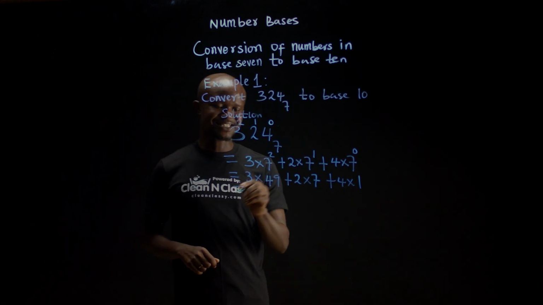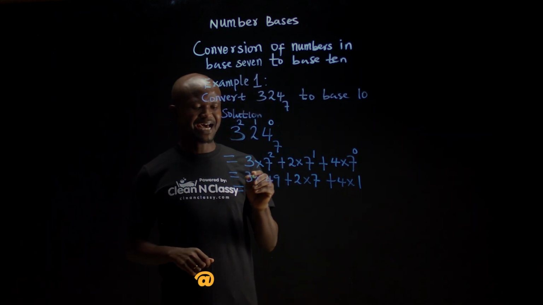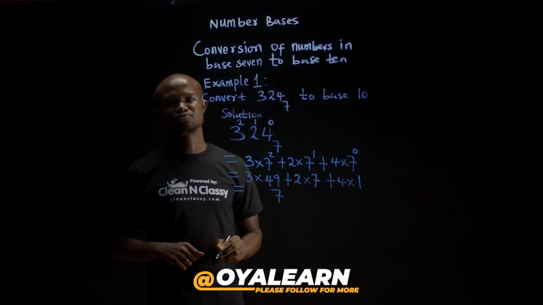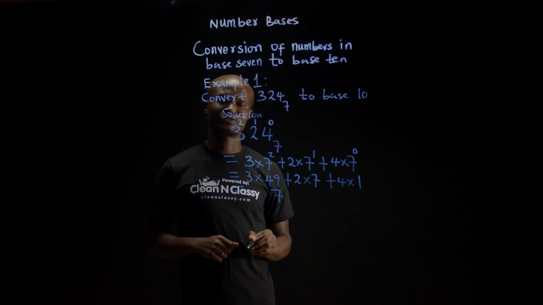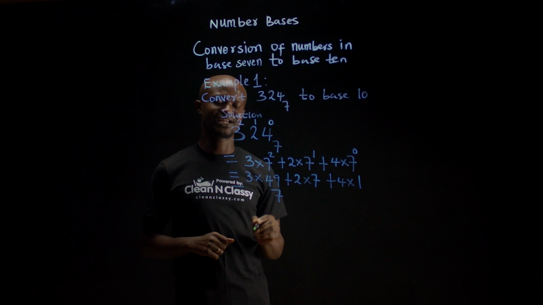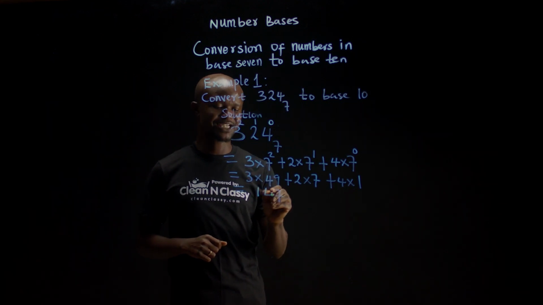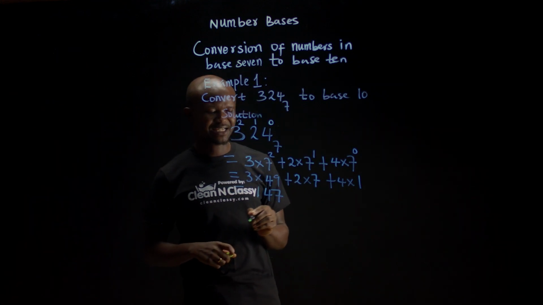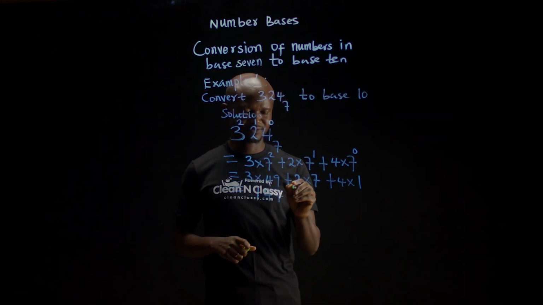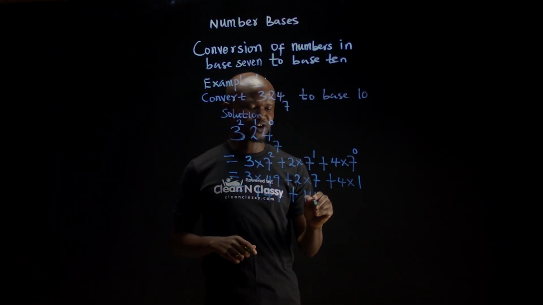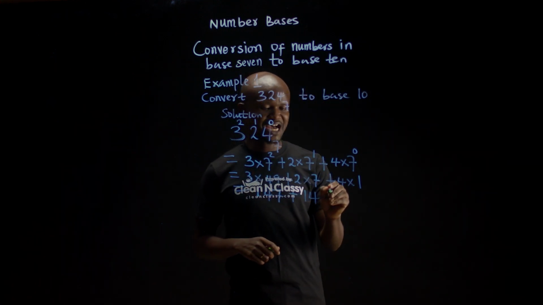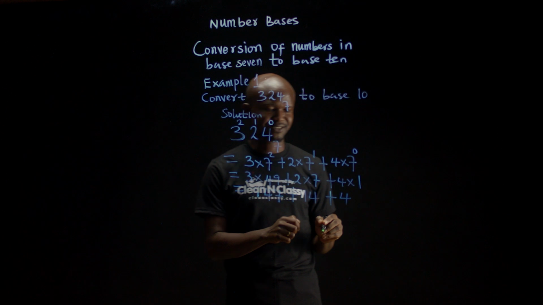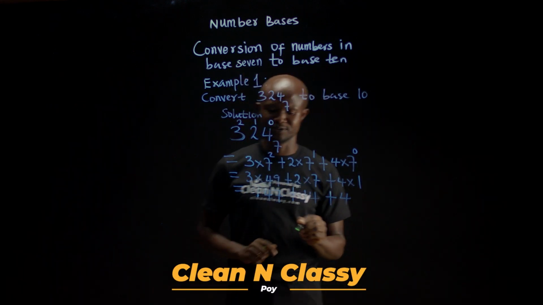Then 49 times 3. 9 times 3 is 27. Then we carry 2. 3 times 4, 12, plus 2 that we carried. That will give us what? 14. So it means that 3 times 49 is 147. Plus 14. Then we have plus 4. 2 times 7 is 14. So 4 times 1 is 4.